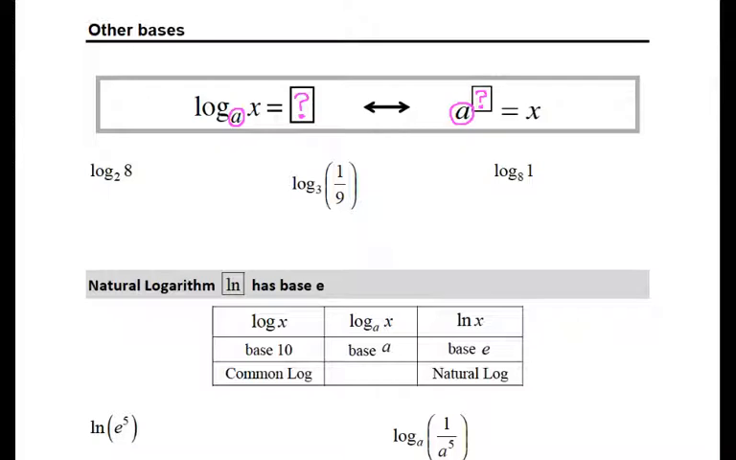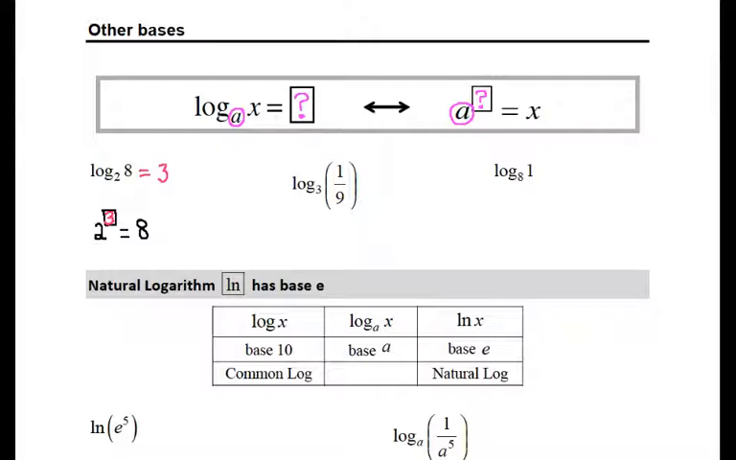So in this first example here, log to base 2 of 8, what I'm asking is, my base is 2, what is my exponent to get a result of 8? However I would fill in this box is how I evaluate the log. I can see that 2 cubed is equal to 8, and therefore the log to base 2 of 8 is equal to 3.